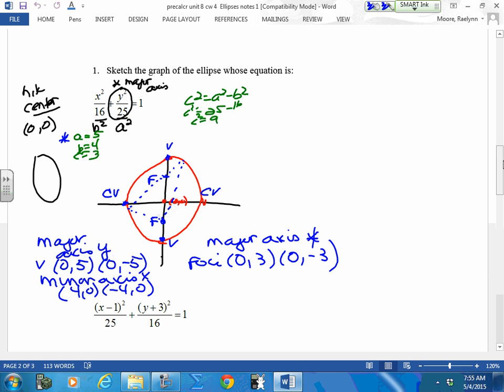Okay, so you've got a couple of things. This is important. Every time you do this, lay out ABC. That's going to help you graph. Put a little asterisk next to your major. The major is the larger number in the denominator. Find your vertices and your co-vertices and your foci points. Good, Anthony?